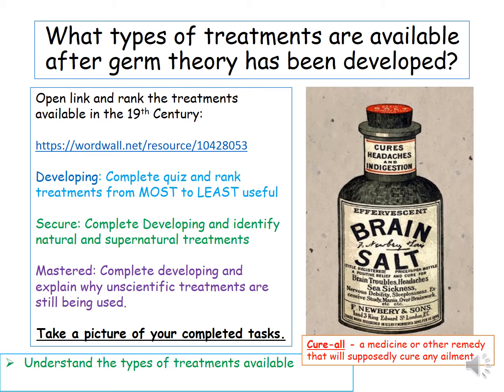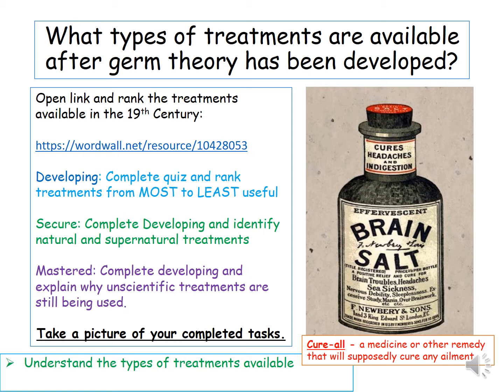Okay, so the second learning objective is to actually understand the types of treatments available after germ theory has been discovered in 1861. So I'd like everybody to open the link, and you have a list of treatments that were used in the 19th century, and I would like you to rank them. So developing students aiming for a GCSE grade 4, could you please rank the treatments from most to least useful? Okay, so it's your opinion which would help the most, which will be the least helpful in actually curing your illnesses. Secure students, I would like you to do exactly the same as developing.